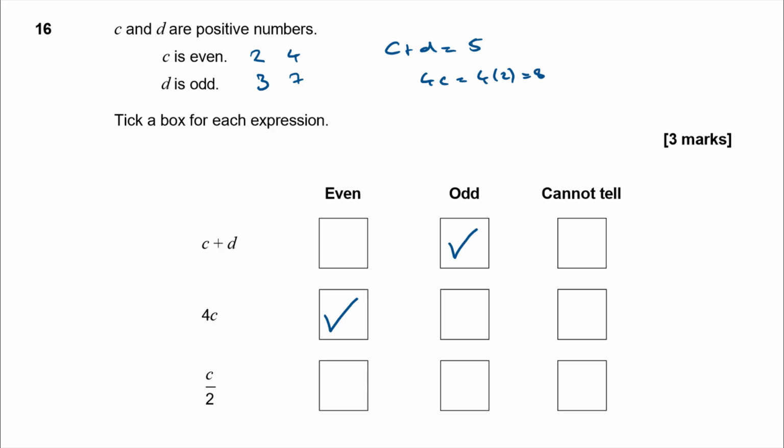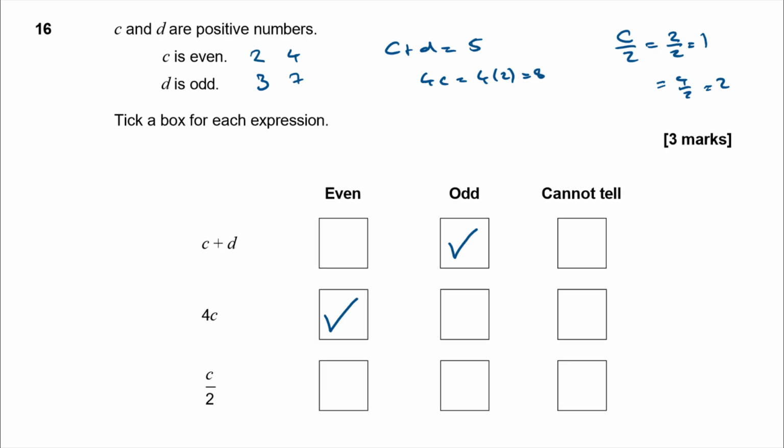Now, what about C divided by 2? What's that going to be? Well, let's try a few different numbers. If C was 2, what would C divided by 2 be? 2 divided by 2, which is 1. So if C was 2, then I get 1, which is odd. What about if C was 4? That would be 4 divided by 2, which is 2. Okay, so it could be either odd or even in this case.